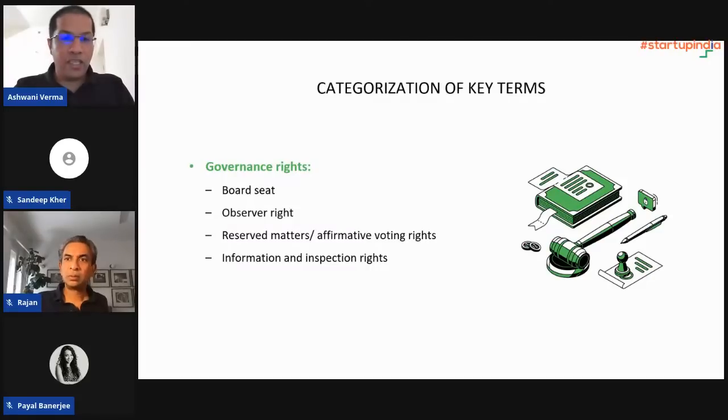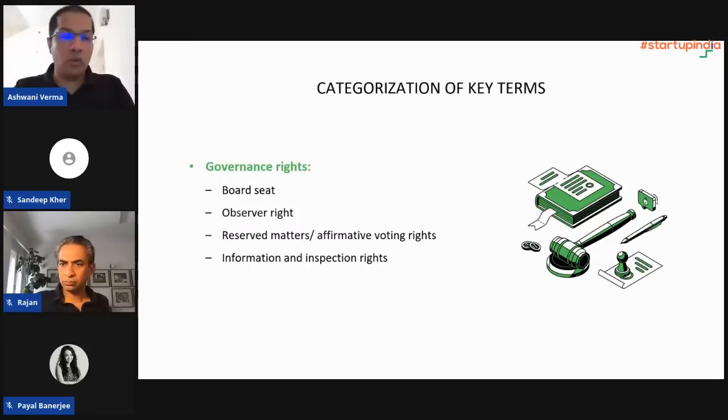Third one is the affirmative voting rights or reserved matters. Affirmative voting rights entitle the right holder to have a significant say in some of, I would say, very, very key and material corporate actions in relation to the company. The standard affirmative voting rights might be in relation to future fundraise, any exit related event like listing of the company, or sale of the company or sale of material assets of the company, then hiring and firing of key employees.